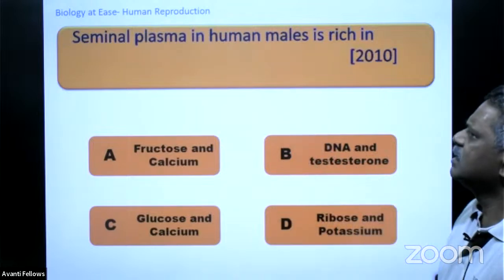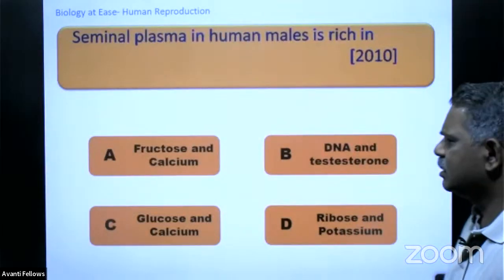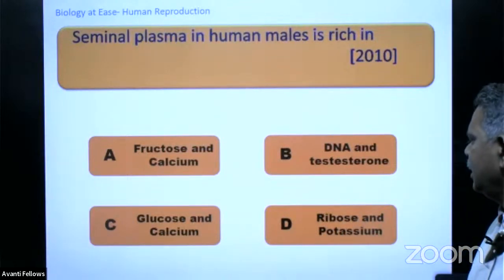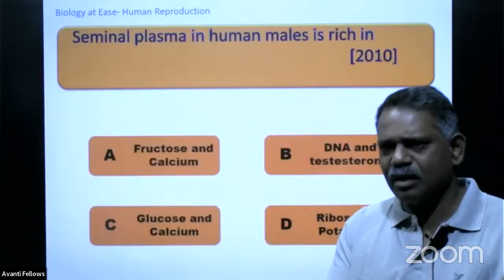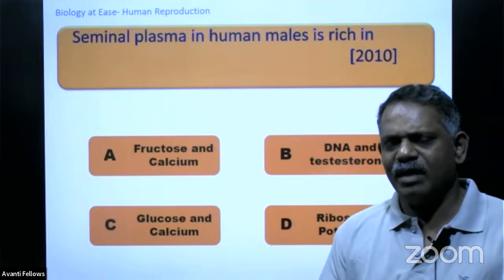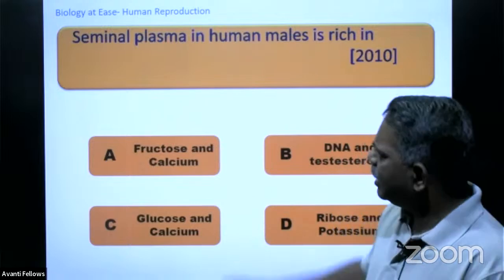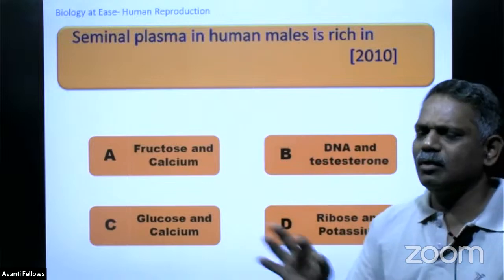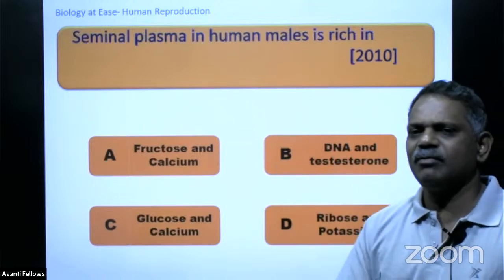The first one: seminal plasma in human male is rich in: A, fructose and calcium; B, DNA and testosterone; C, glucose and calcium; D, ribose and potassium. Find out the correct answer for this question. No need to answer aloud. You just note down the answers on some paper or somewhere in the book. Or if you feel it is difficult, you can have a discussion also. It is not a problem. The discussion will help you understand the concept very well. Then we will have a discussion on all the questions after completing those 50 questions.